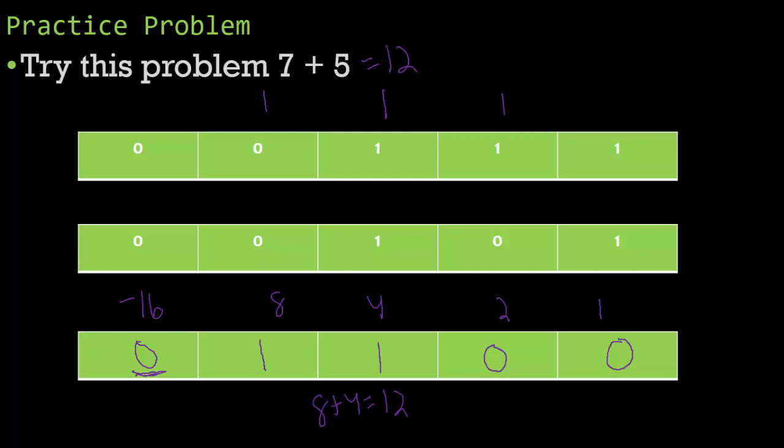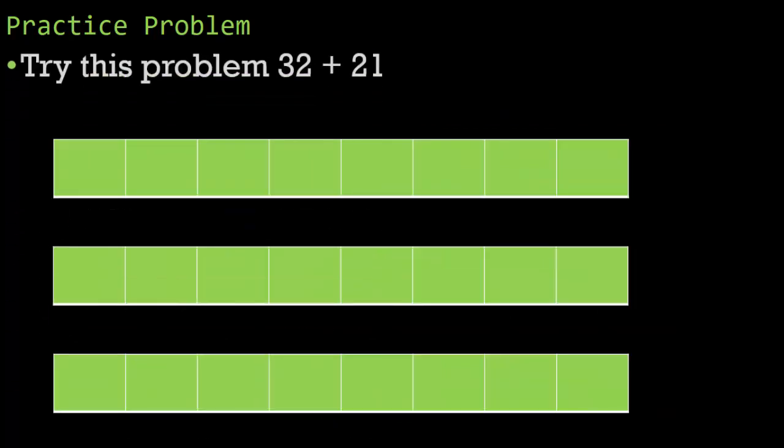Let's move on to a more appropriate problem. So 32 plus 21. We didn't get very lucky here. They did not do it for us. That's okay. So we're just going to fill in these values.